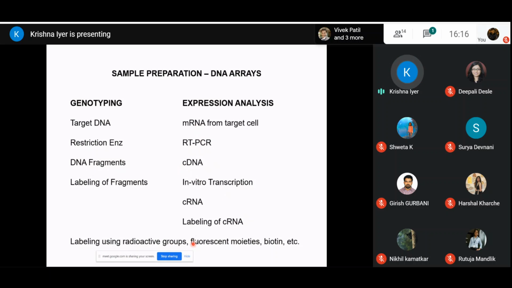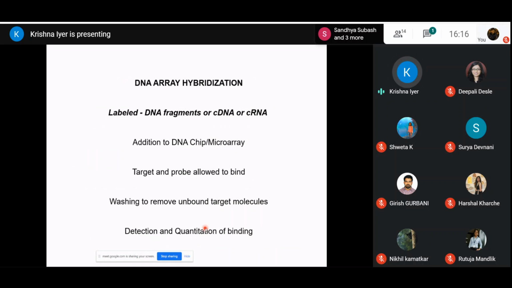Okay. Now, how do I label? Typically, I can do labeling using radioactive groups or what are called as fluorescent moieties, so that I can track these pieces or fragments as I do my experiment. So the next step, as I say, is after labeling, you do what is called as hybridization.